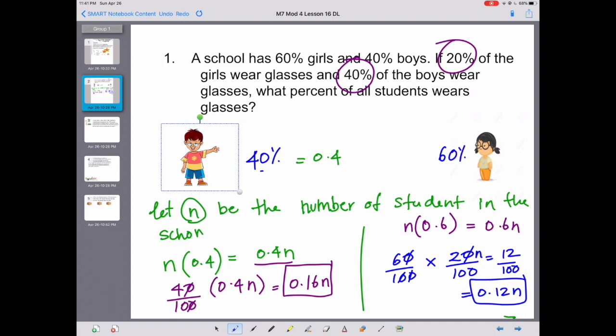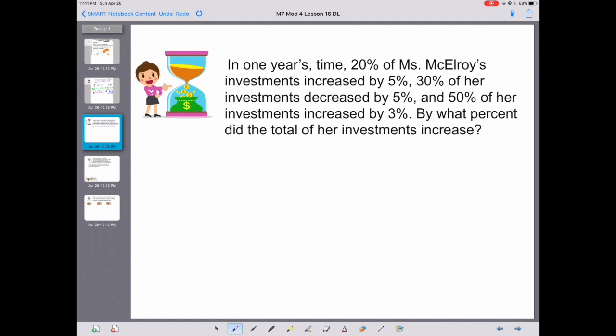Now we are not done yet. This is boys and this is girls, but we need the total, which means we have to add them together. I'll let you add them together and you tell me what percent combined wears glasses. Okay, quick next question.